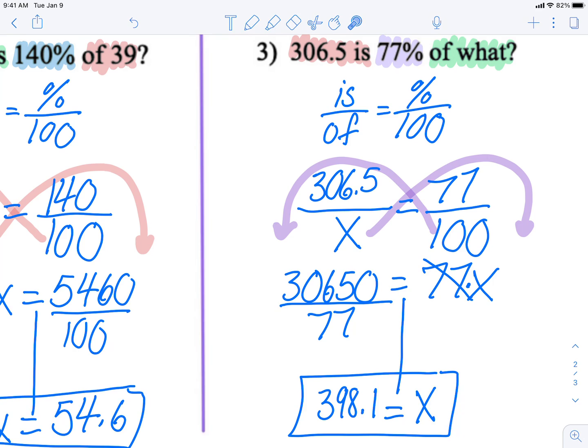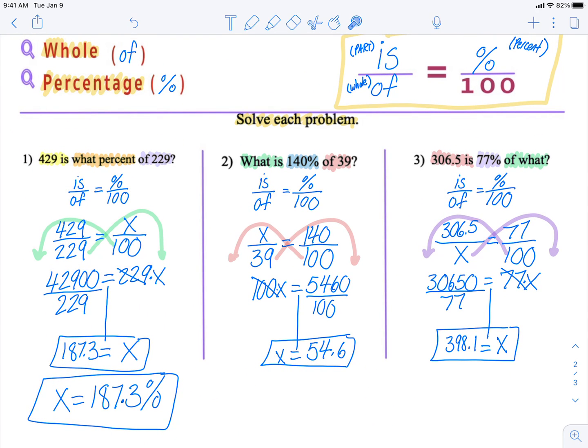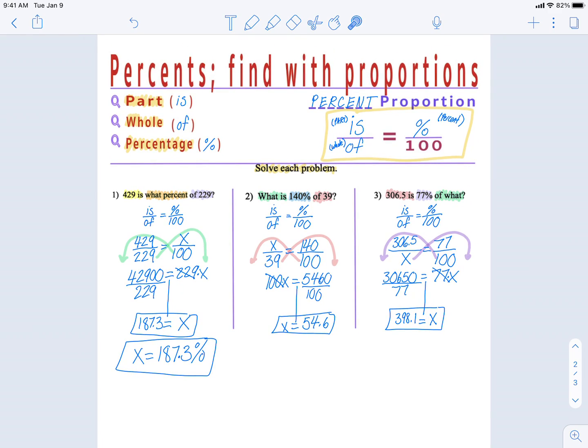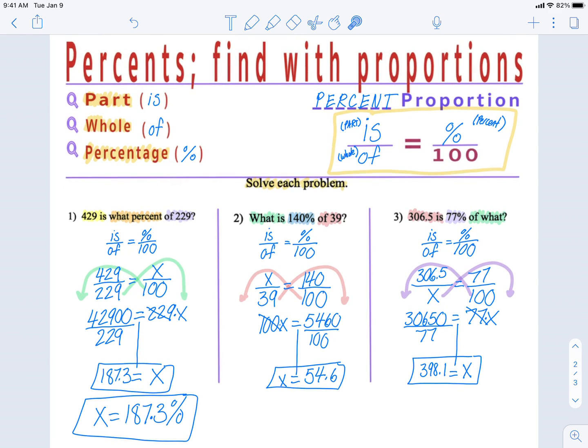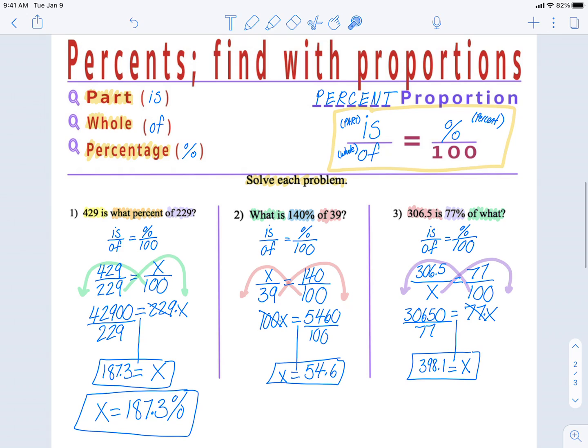Perfect. Okay? And that right there, kiddos, is the lesson for finding percents with proportions. So make sure that you took notes, make sure that you pause, make sure that you rewind in order to copy and get everything down that you need. Alrighty? Thank you very much.